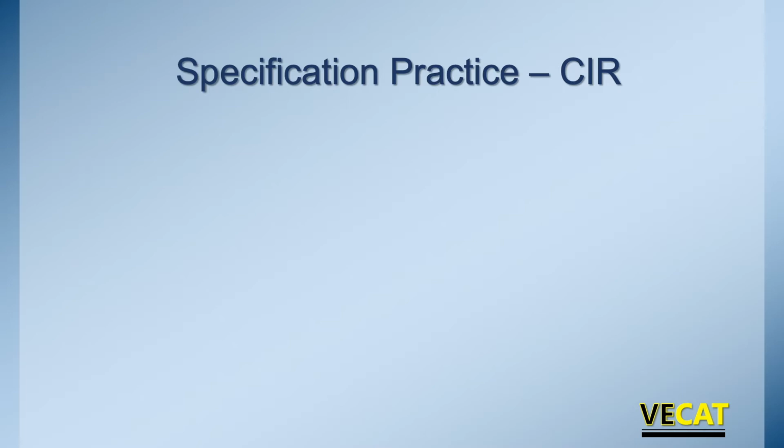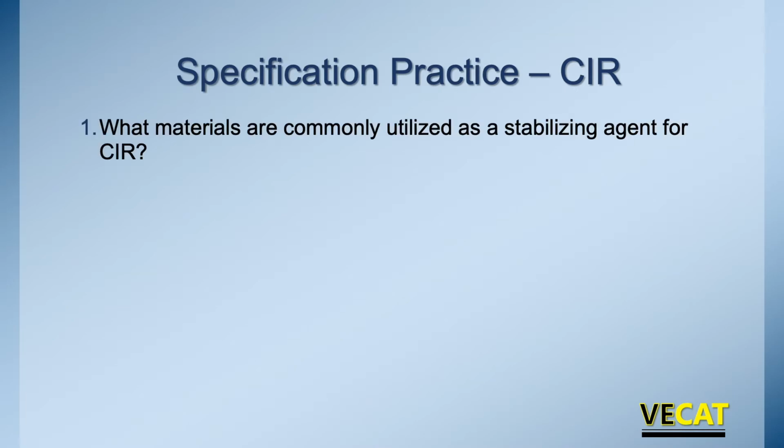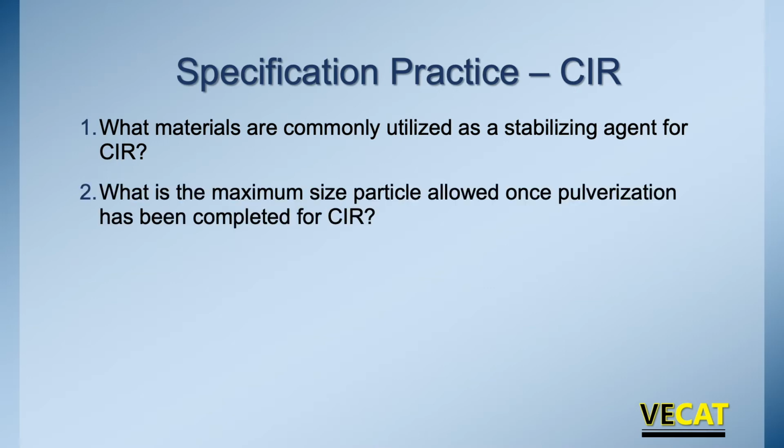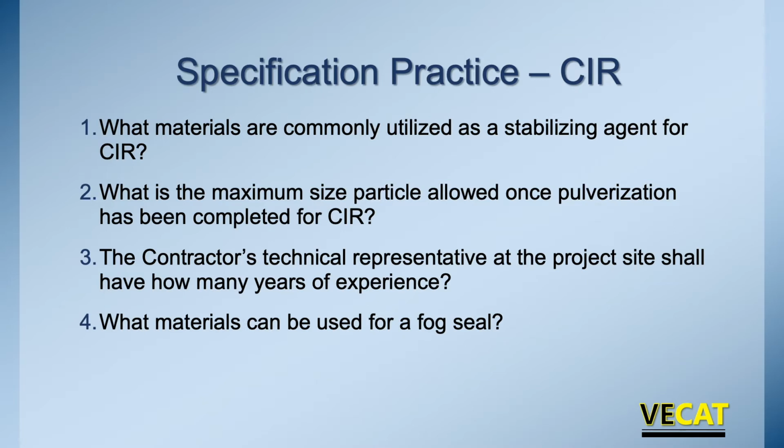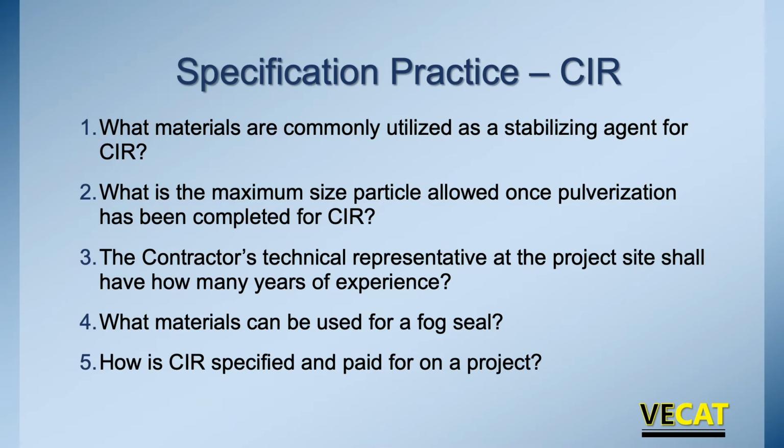So before we get started, it's really good to understand the specs by digging into the specs. And one of the best ways of digging into the specs is just doing a little practice. So we've got a few questions. Let's see if you can find the answers to these questions. What materials are commonly utilized as a stabilizing agent for cold in place recycling? What's the maximum particle size allowed once pulverization has been completed for CIR? The contractor's technical representative at the project site shall have how many years of experience? What materials can we be using for a fog seal? And how is CIR specified and paid for on a project?